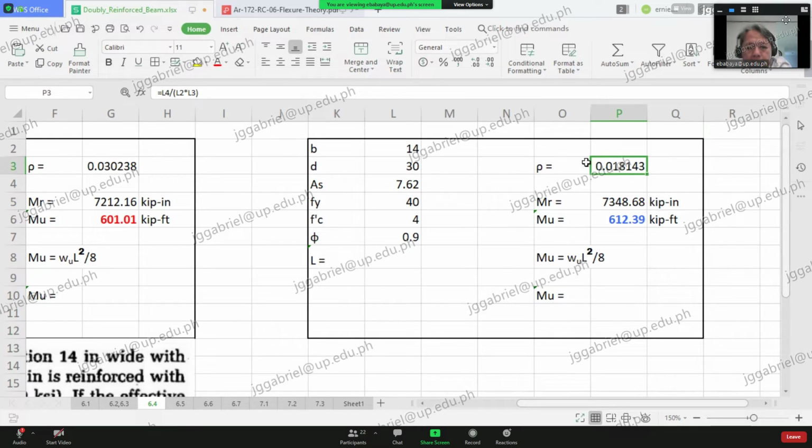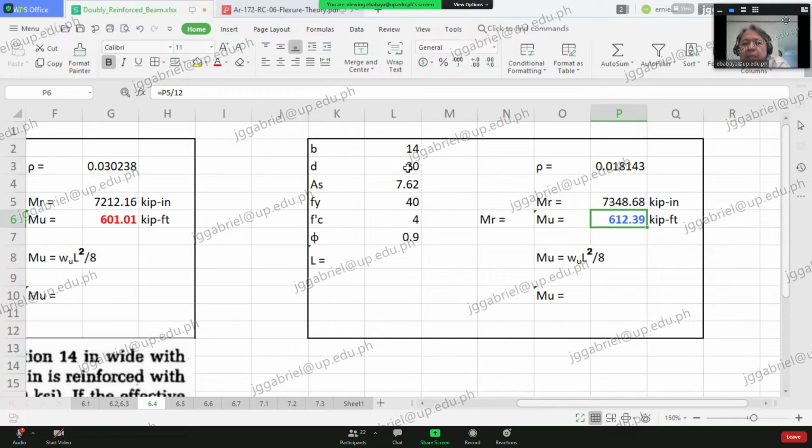But we did not change the material. No? Ganun pa rin yung steel strength. And then you also have the concrete 4 KSI. And then the computed resisting moment is 612.39. Okay, don't get confused yung MU. We are just equating our MU and MR. So nagbago, di ba? Lumaki pa rin yung resisting moment niya.